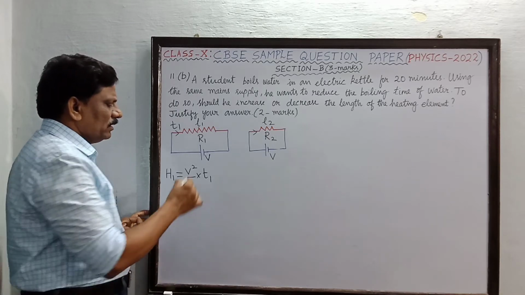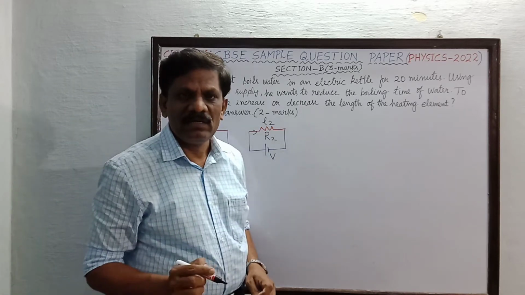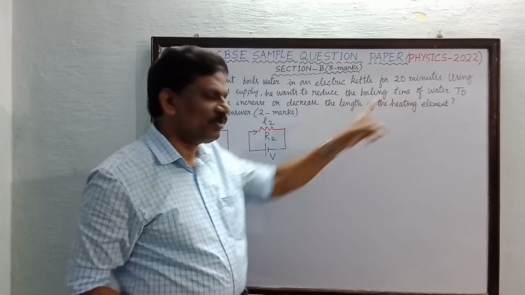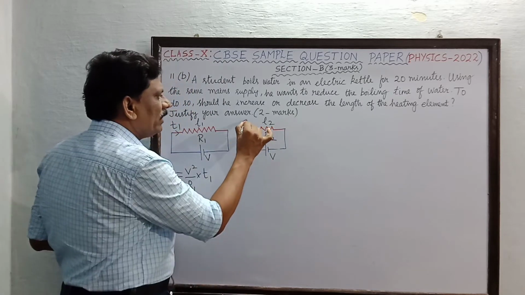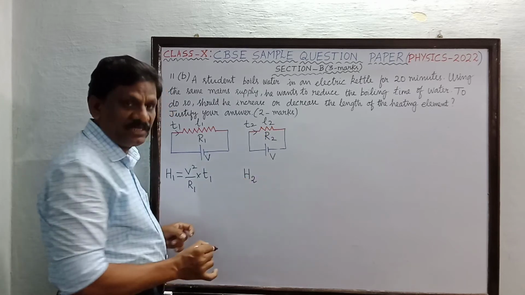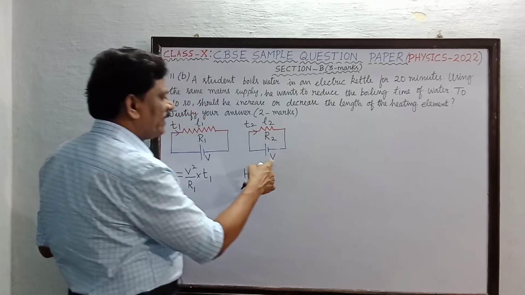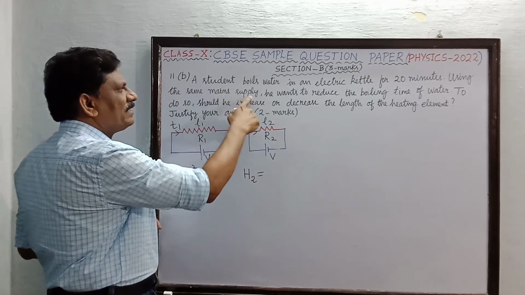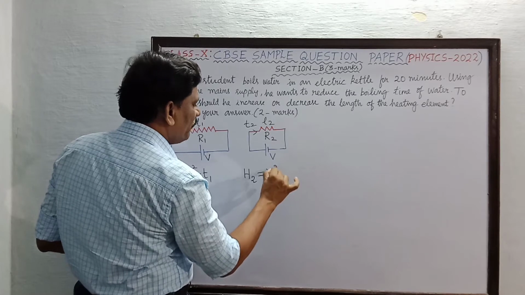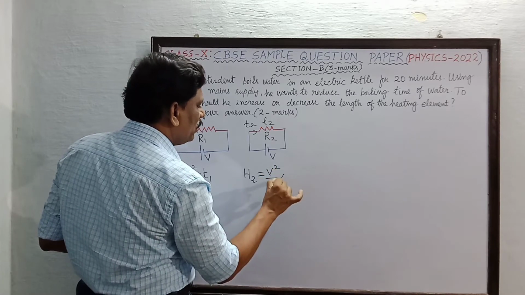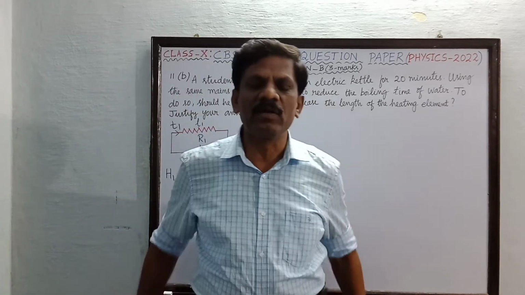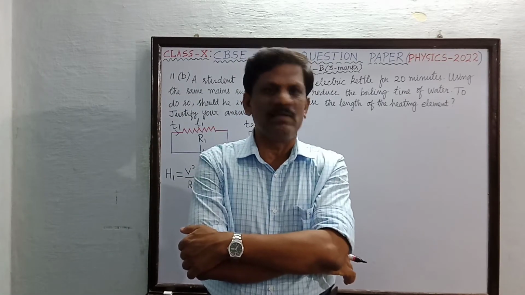Now, to produce the same heat but passing the current for a shorter period, to reduce the boiling time, for a shorter period T2 let us take the heat produced in another coil, let us say H2. This must be for the same voltage, because the same main supply is mentioned, is it not? So for the same voltage, H2 must be equal to V square by R2 into T2. So this is the idea we are going to use to solve this problem.